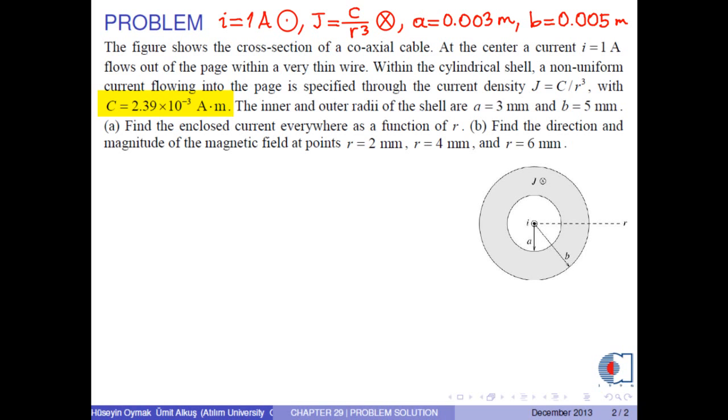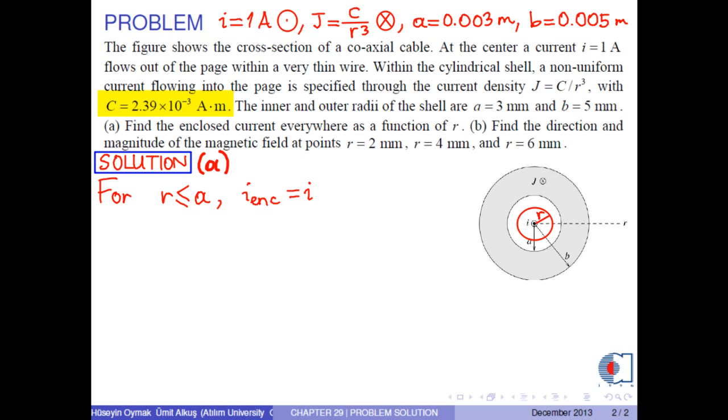A. Find the enclosed current everywhere as a function of r. For r less than a, that is inside the inner shell, the enclosed current is I, which is out of the screen.